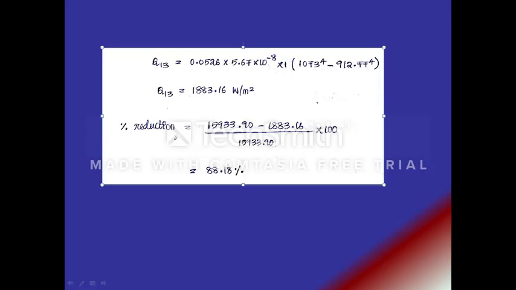Now the percentage reduction in heat transfer is equal to, this is without shield, this is with shield, right? It comes out to be 88.18%. See, just by putting one shield, we are able to reduce the heat transfer by 88.18%. This is the importance of radiation shields in radiation heat transfer.